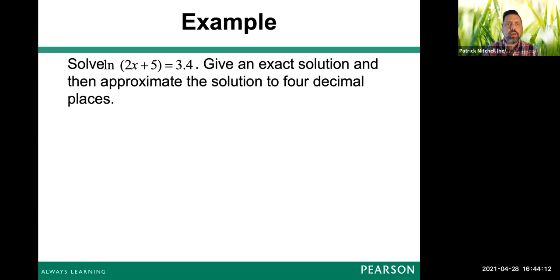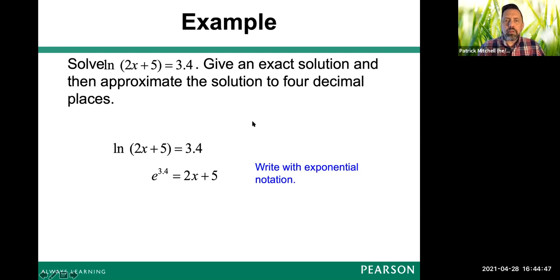Here we go. Okay. So in this problem, we're going to solve natural log of 2x plus 5 equals 3.4. And again, we're going to give an exact solution and an approximate solution. First, we'll write that using exponential form. Remember that natural log is log base e. And if you need to write that as a little note to yourself when you're first doing this, that makes perfect sense. So when you write that with exponential notation, it's going to say e to the power 3.4 equals 2x plus 5.